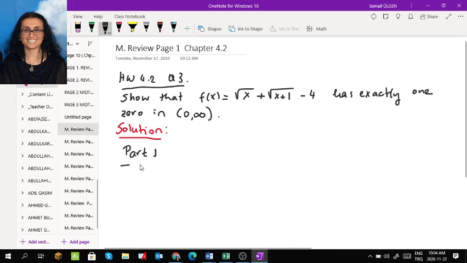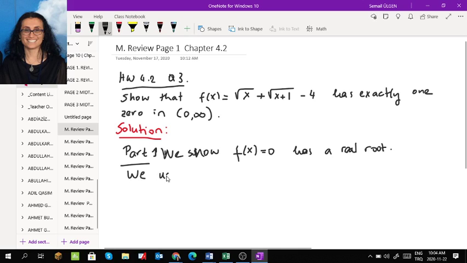In part 1, we have to show f of x is equal to 0 has a real root. We have to first show that it is a real root, and then in part 2 we have to show that it doesn't have more than one real root. Okay, this is part 1. Alright, so we use the intermediate value theorem.